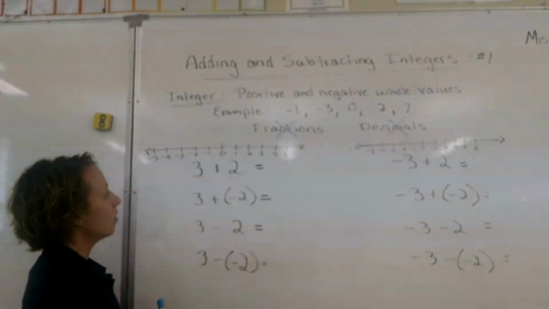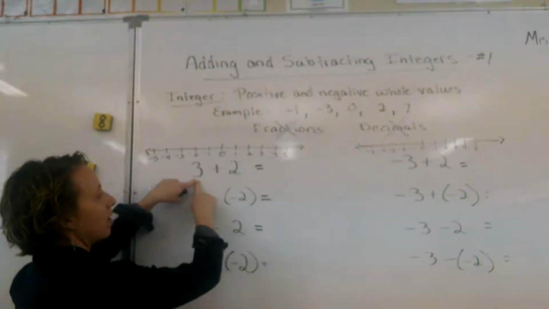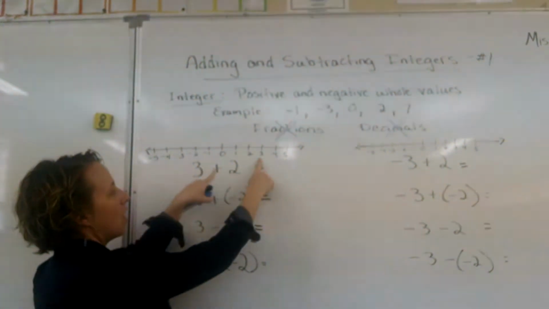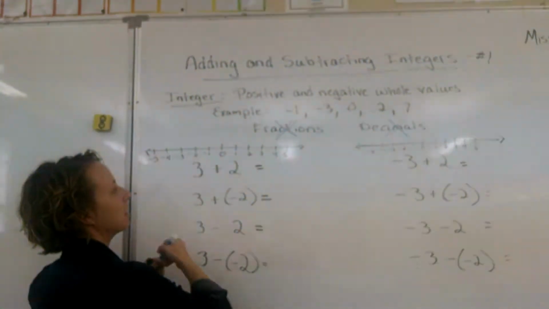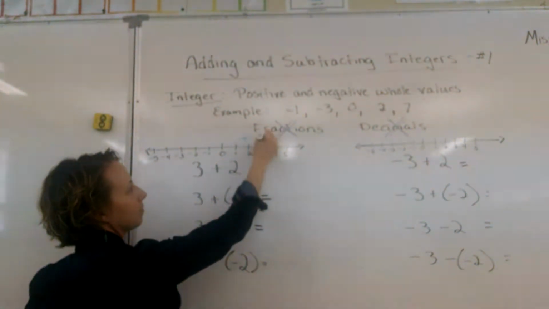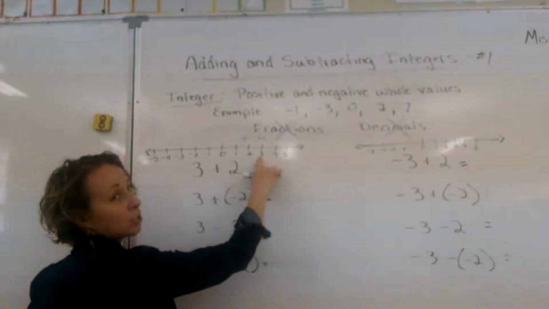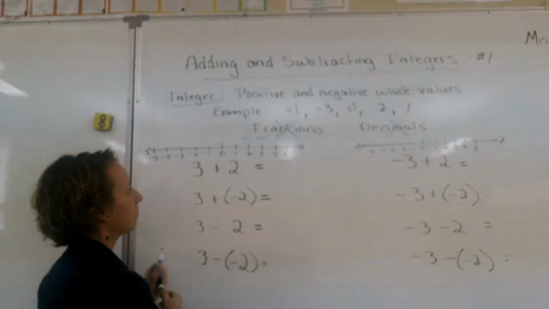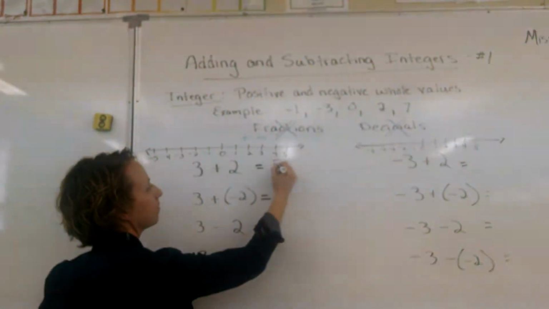3 plus 2. You've done that since you were little. Start at 3, 1, 2, 3. Add 2 more. When we add, we're moving in a positive direction. Positive is this way. Adding 2 more from 3, 4, 5. Our final answer is 5.